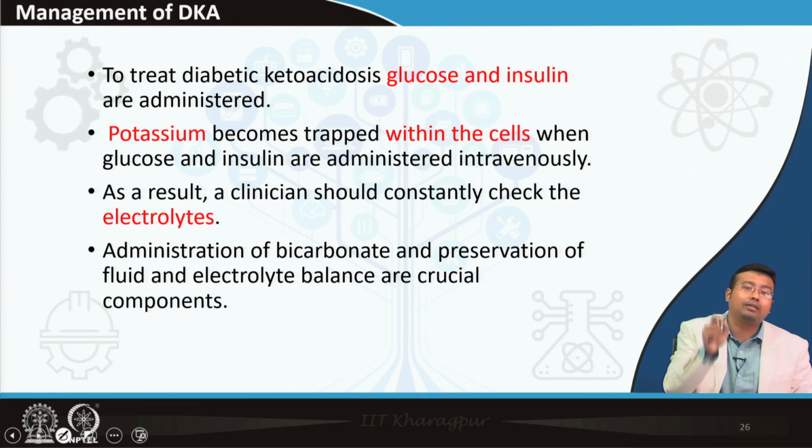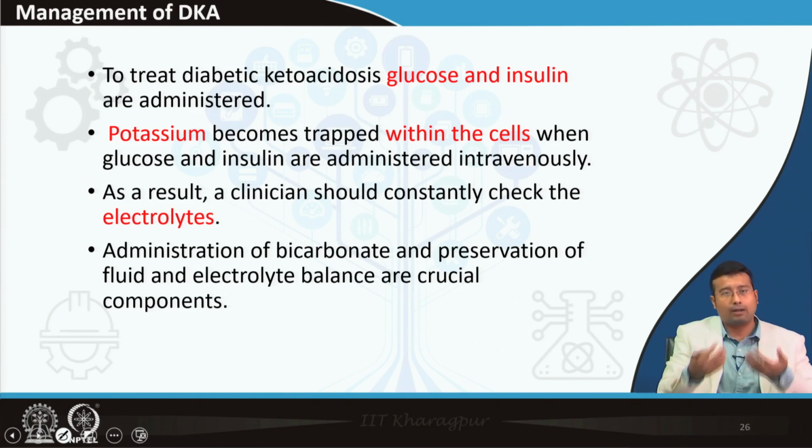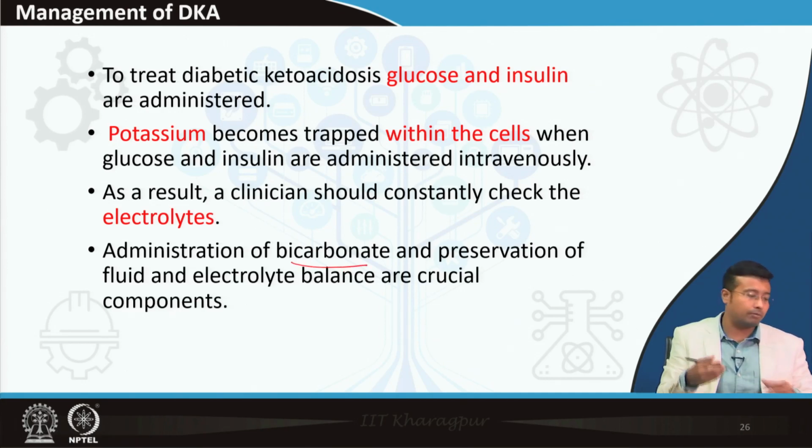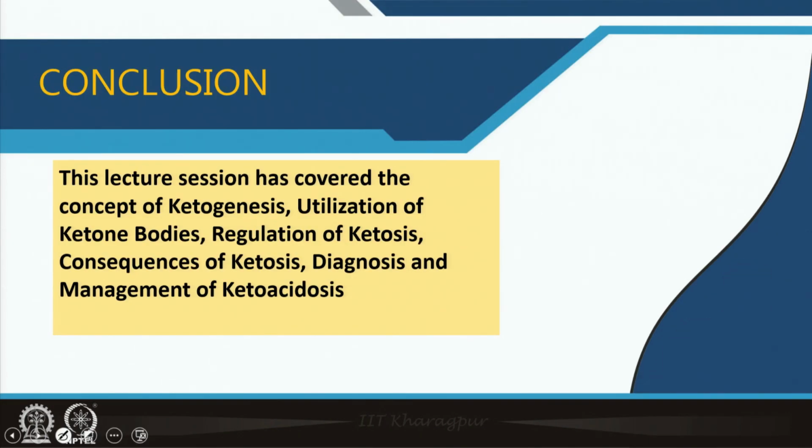So, we clinicians need to be very careful regarding the level of electrolytes, and as I already told you, the level of bicarbonate is depleted in ketosis because buffer systems are used up. We also need to re-administer bicarbonate and preserve the fluid and electrolyte balance. So, this is the conclusion. We have covered the concept of ketogenesis, how ketone bodies are synthesized, how they are used up and how they are regulated, what are the metabolic features and symptoms, how they are diagnosed and how they are managed.